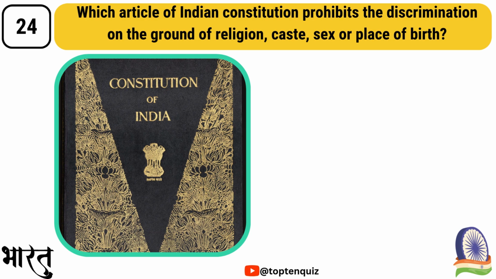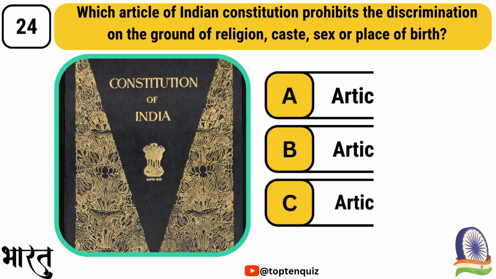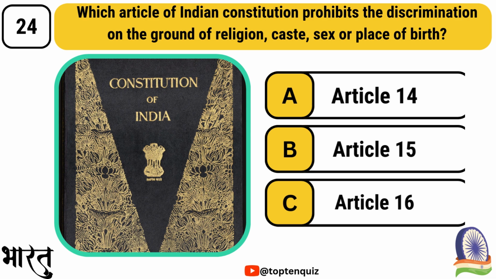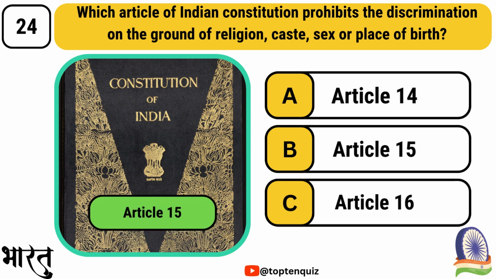Which article of the Indian Constitution prohibits discrimination on the ground of religion, caste, sex, or place of birth? A. Article 14, B. Article 15, C. Article 16. Article 15.